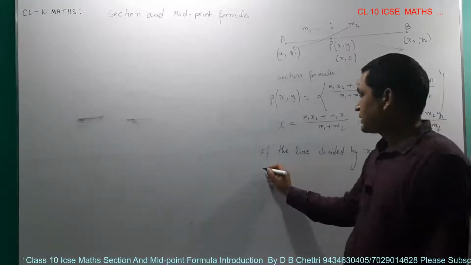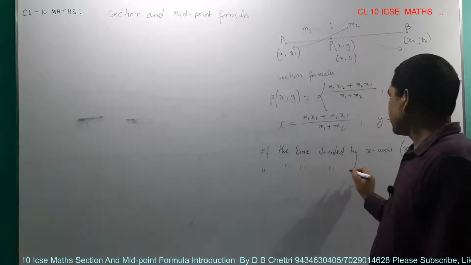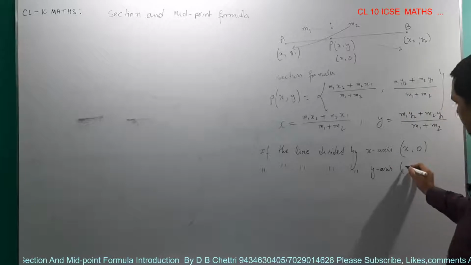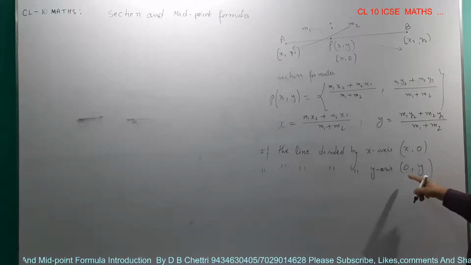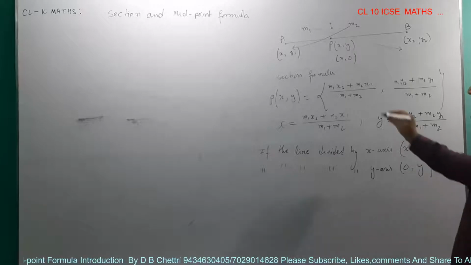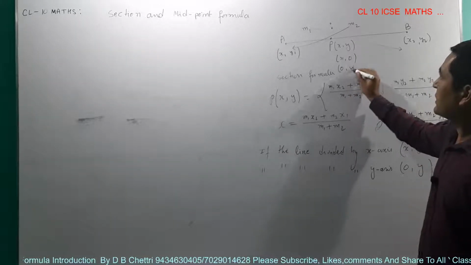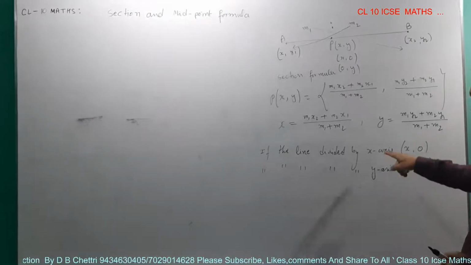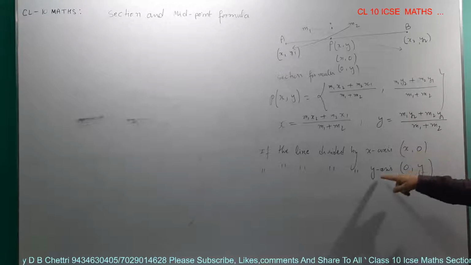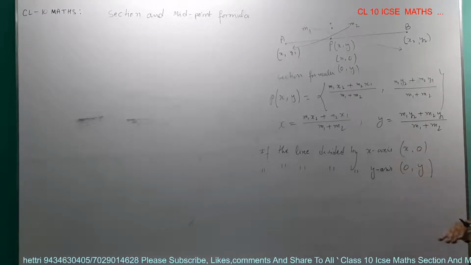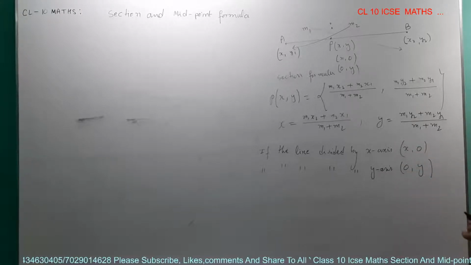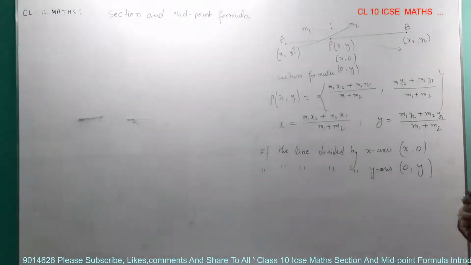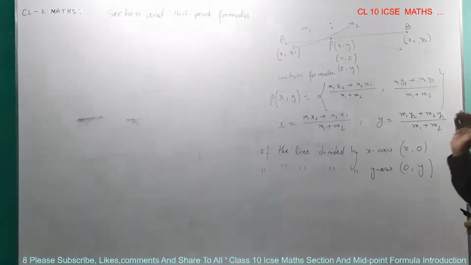And the same case, if the line is divided by the y-axis, then x is 0, y is there. Okay, and if the line is divided by the y-axis, don't forget to write 0 comma y in place of the point's coordinate. That is very important. x-axis means y is 0, y-axis means x is 0, because they will give this type of question to find the ratio. At what ratio is the line divided by the x-axis or y-axis? This type of question they will put everywhere, and that's why this is very important.